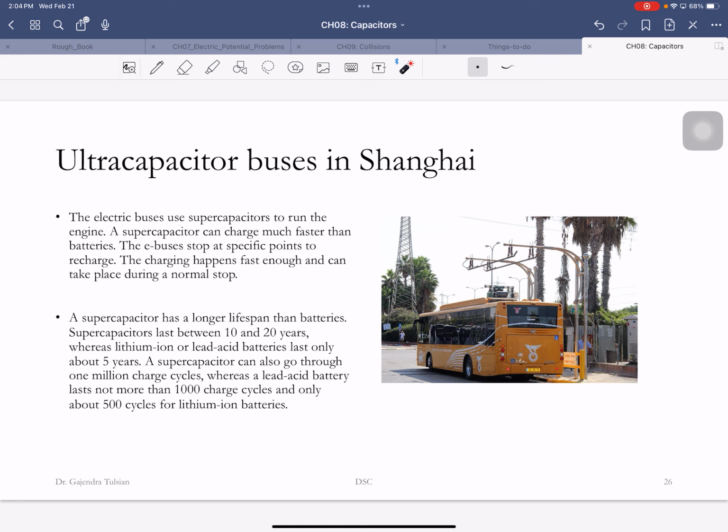Another good thing about supercapacitors is that a supercapacitor has a longer lifespan than batteries. Supercapacitors can last between 10 and 20 years, whereas lithium-ion batteries or lead-acid batteries only last about 5 years. A supercapacitor can also go through 1 million charge cycles, whereas a lead-acid battery gets about 1,000 charge cycles and 500 cycles for your lithium-ion battery, for the Tesla.